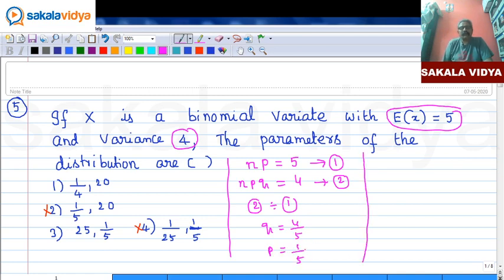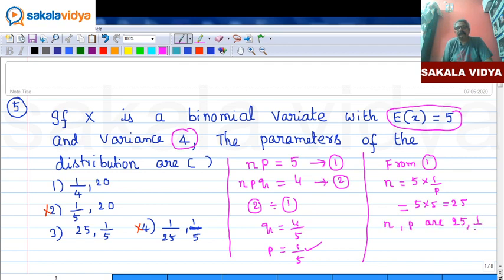What you need to find out? Already one of the parameters, P value, is known. N you need to find out from 1. So N equals 5 multiplied by 1 by P. So 5 multiplied by 5, that will be 25. So parameters N comma P are 25 comma, sorry, 25 comma 1 by 5. Third option.